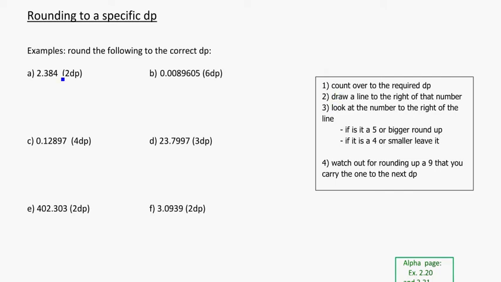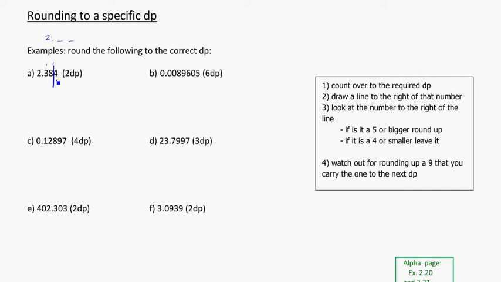First thing that you want to recognize is that 2dp represents 2 decimal points, meaning I want this number written as 2 dot something something with 2 decimals after it. So first thing that I'm going to do is count over to the required dp. So that's 1, 2 spots. And then I'm going to draw a line to the right of that number.